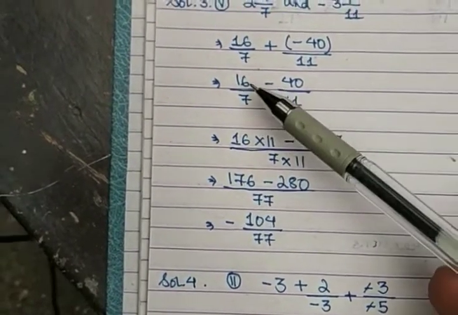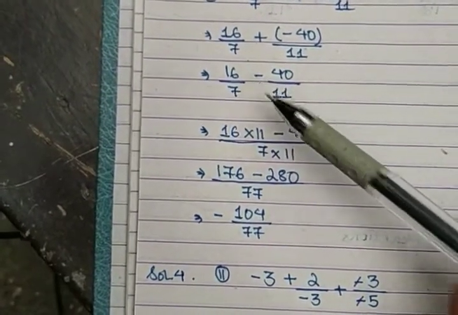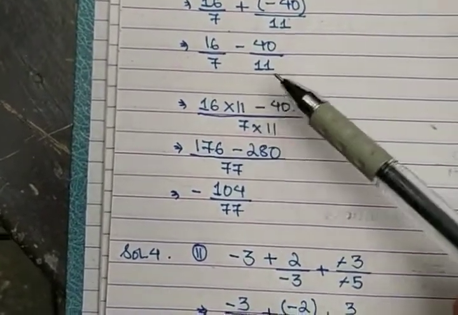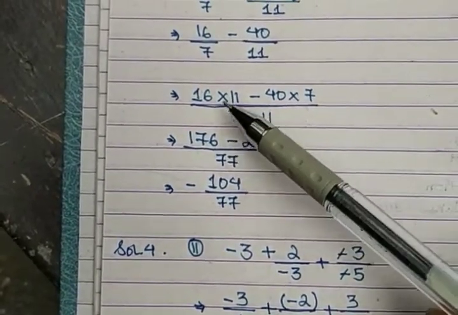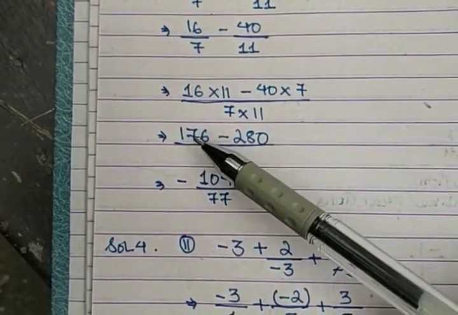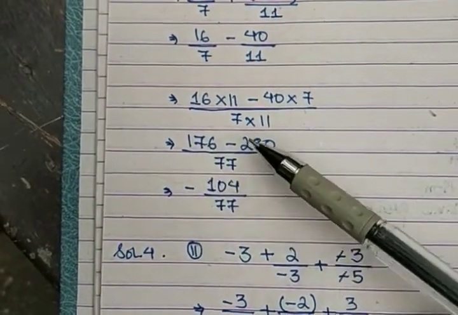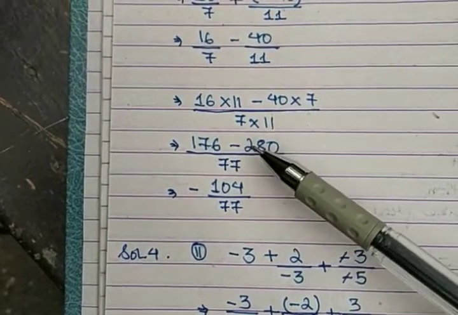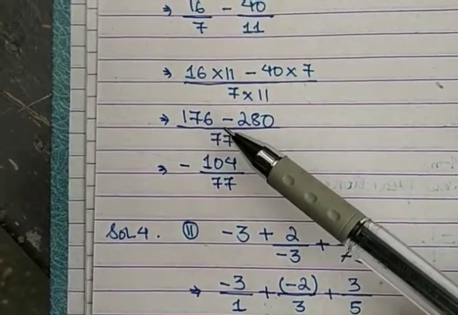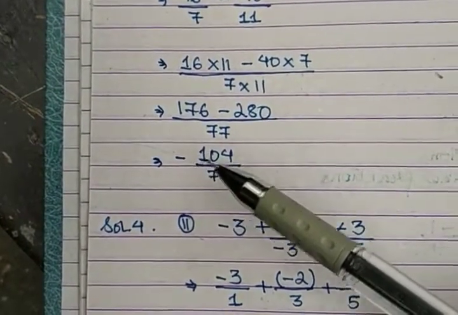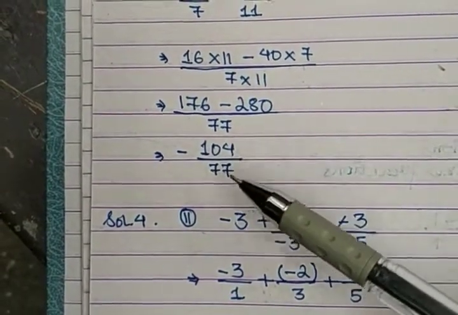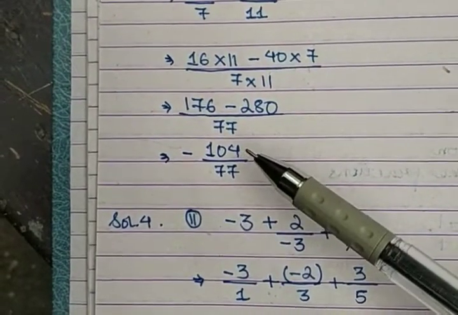that is type 3. 16 into 11, 16 into 11, 7 minus remains as it is, 7 into 40, then again multiply the denominators, 7 into 11. Now we got 16 into 11 as 176 minus 7 into 40 as 280. Now in the numerator we have two terms, a positive and a negative integer. As we know, opposite signs are subtracted. So 176 minus 280 is minus 104 divided by 77. Since it's already in the simplest form, we don't need to do anything regarding it.